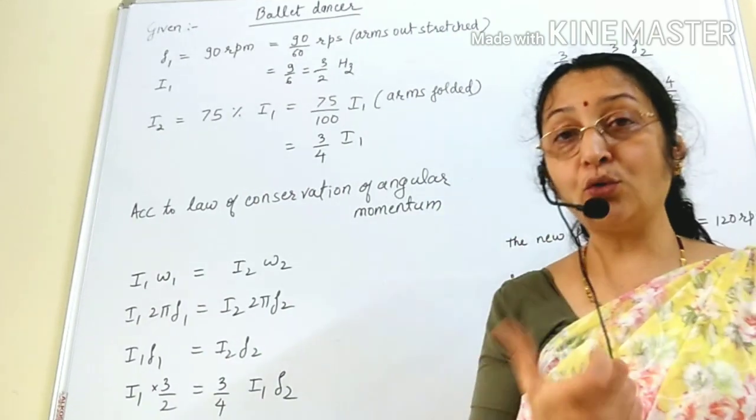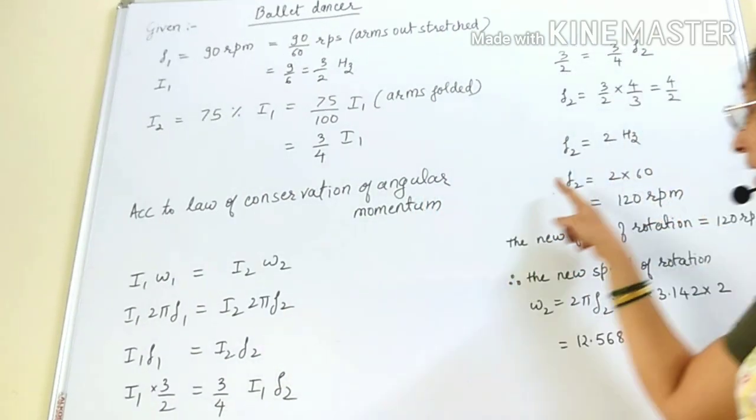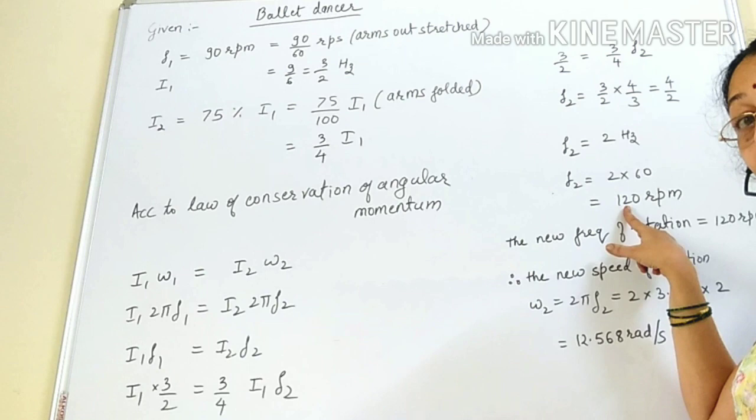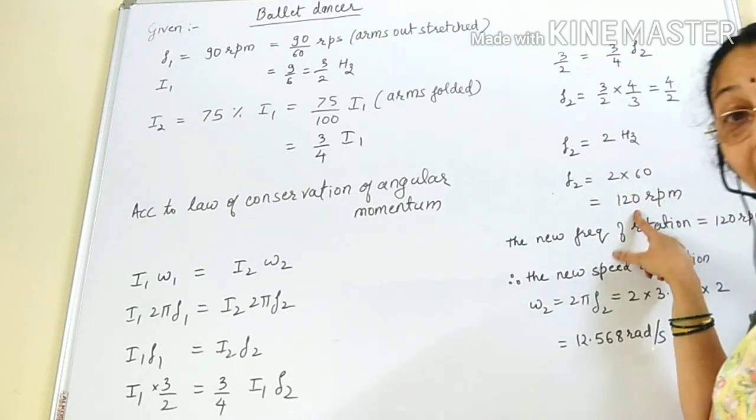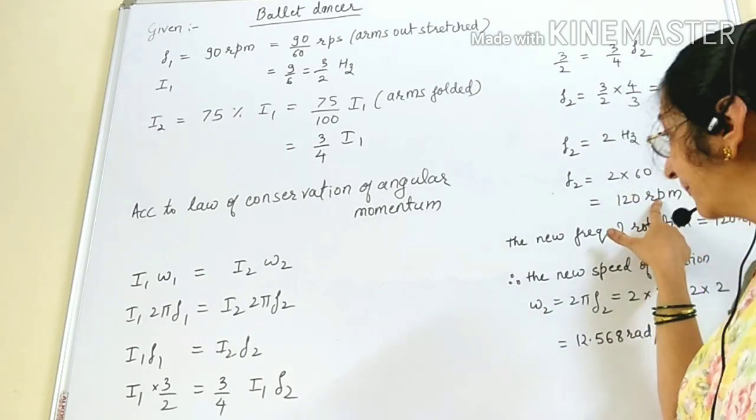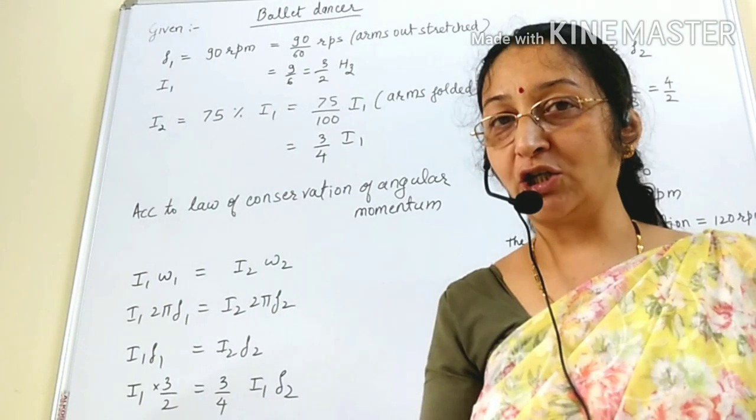2 hertz. That is 2 rotations in 1 second. So, how many rotations in 1 minute? 2 into 60, that is 120 rotations in 1 minute she is rotating. So this is the new frequency of rotation.